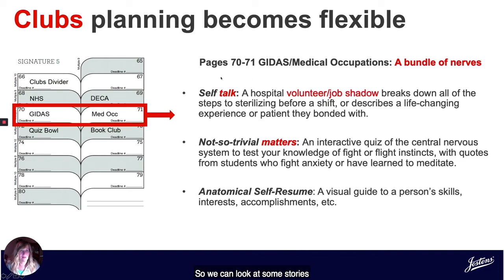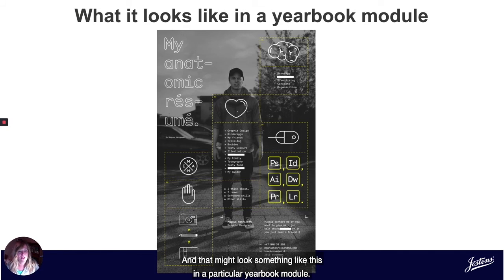So we can look at some stories where we have kids who are like hospital volunteers or job shadowing in a hospital, and they might talk about what their experience is like there. We could do some sort of an interactive quiz under the Not So Trivial Matters module and maybe talk about the central nervous system and testing knowledge of fight or flight instincts or meditation. And there might be also an anatomical self-resume where there's a visual guide to a person's skills, interests, or accomplishments. And that might look something like this in a particular yearbook module.